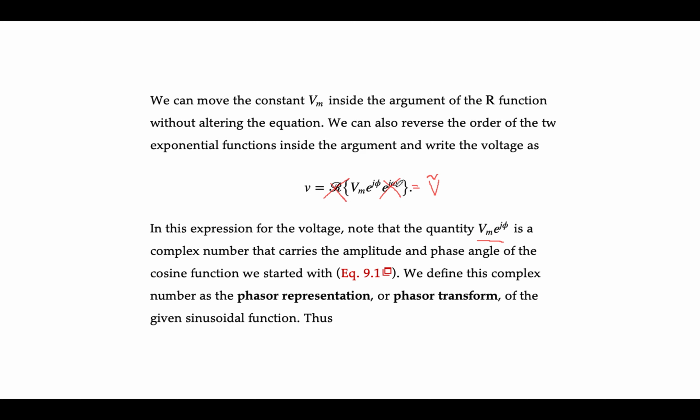So we're going to take advantage of this to do all of our calculations, and then after we're totally done, once we have an answer, we will be able to take the e to the j omega t, plug it right back in, and take the real part and get our cosine function back.